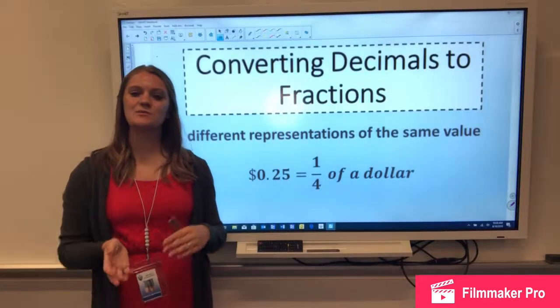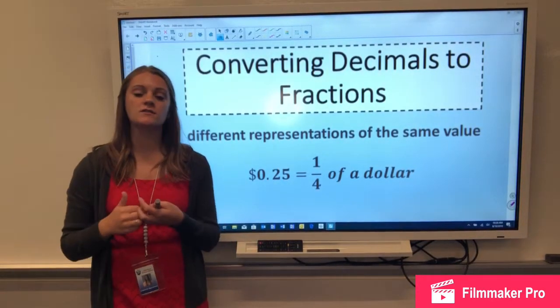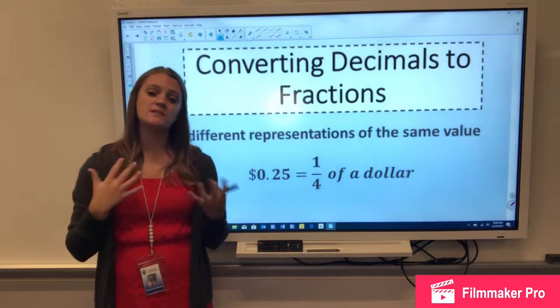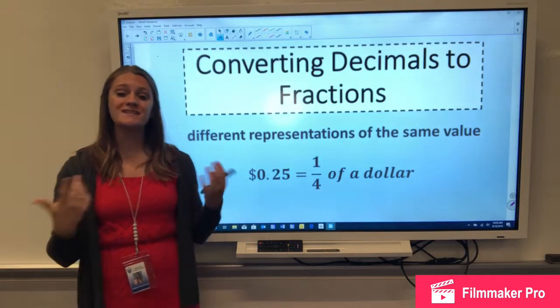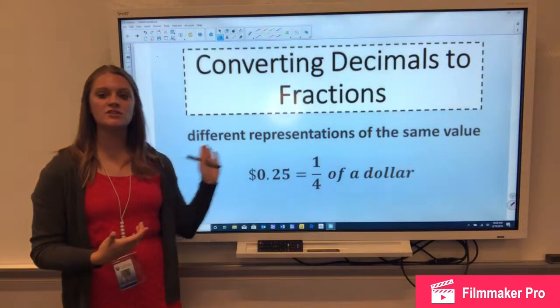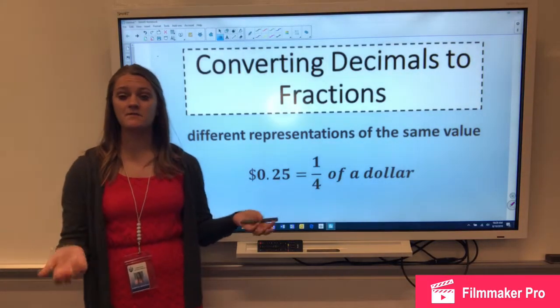Let's look at how to convert decimals to fractions. So we discussed earlier how when you convert between decimals and fractions, it makes it easier to compare different values. Because again, decimals and fractions are just different representations of the same value.